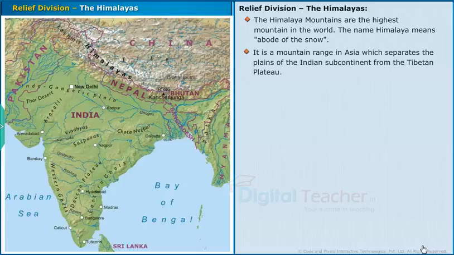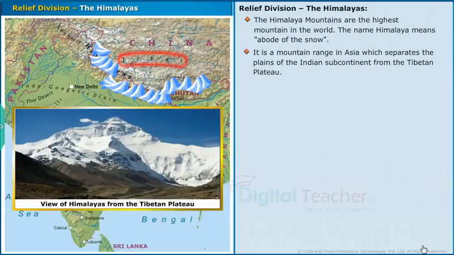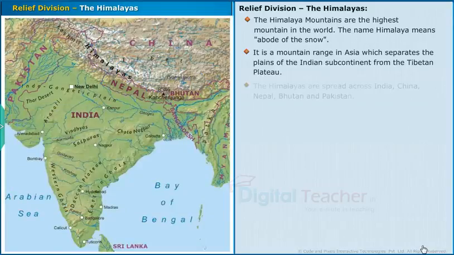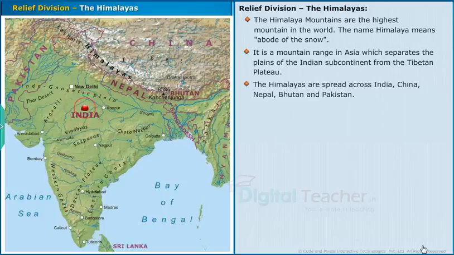It is a mountain range in Asia which separates the plains of the Indian subcontinent from the Tibetan Plateau. The Himalayas are spread across India, China, Nepal, Bhutan, and Pakistan.